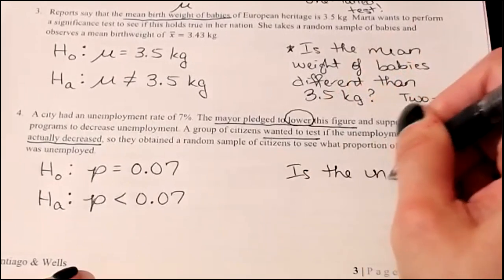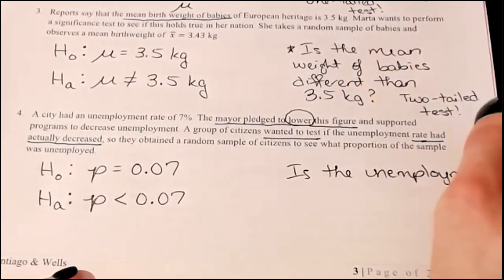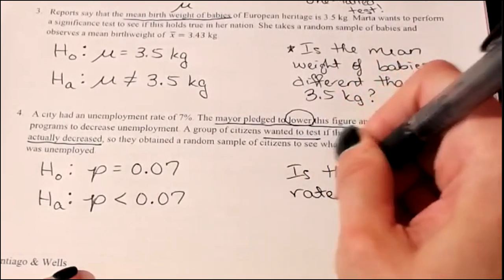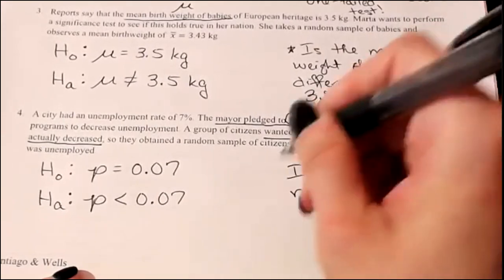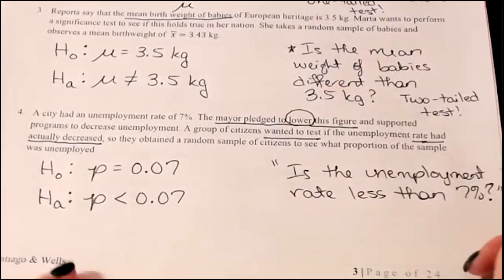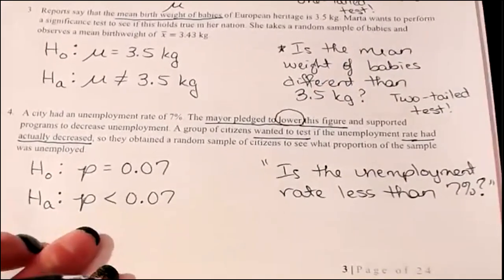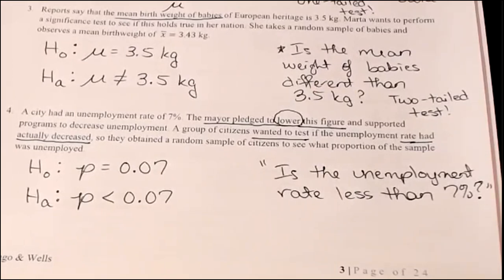Is the unemployment rate less than 7%? Think about the fact that if the mayor is pledging to do something and is funding specific programs that are aimed at decreasing unemployment, well, all right, let's see if this is true. Let's investigate and see if the mayor is doing exactly what they said they would do. So think about that perspective. They want to determine if it is in fact actually happening.